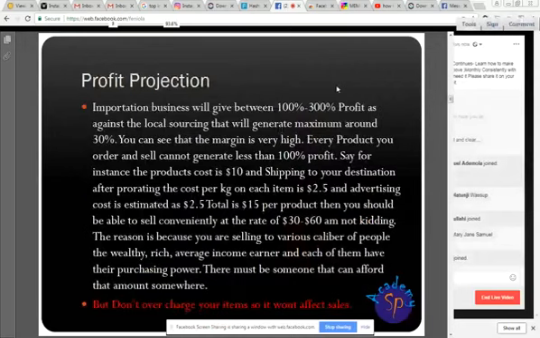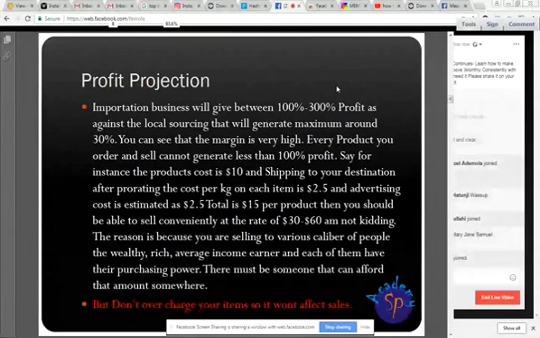Now, this is the profit projection properly written out in letters. Importation business will give between 100% to 300% profits as against the local sourcing that will generate maximum around 30%. You can see that the margin is very high. Every product you order and sell cannot guarantee less than 100%.